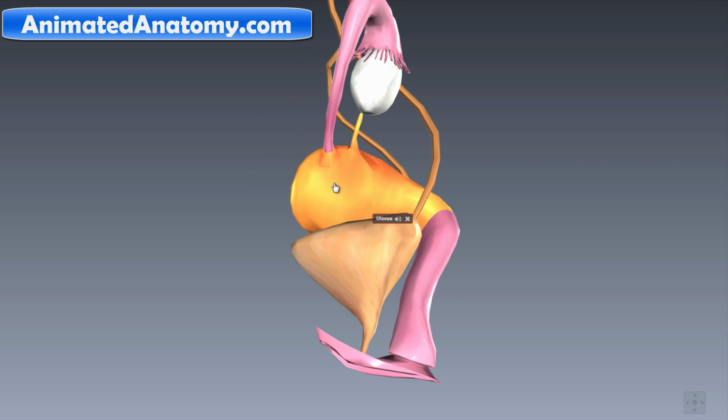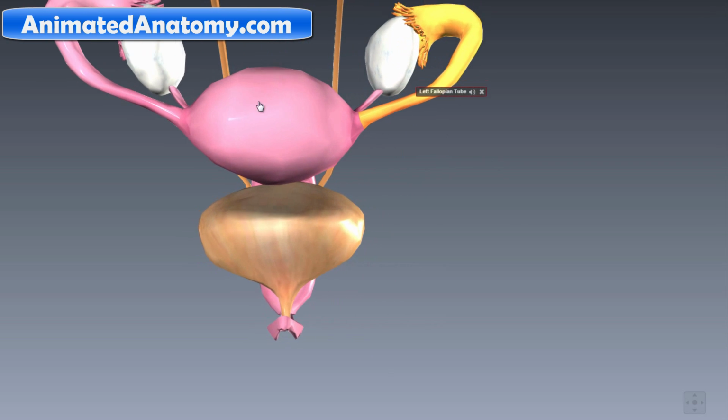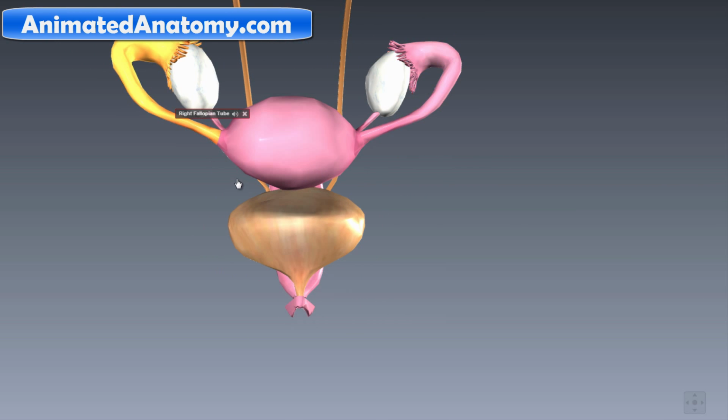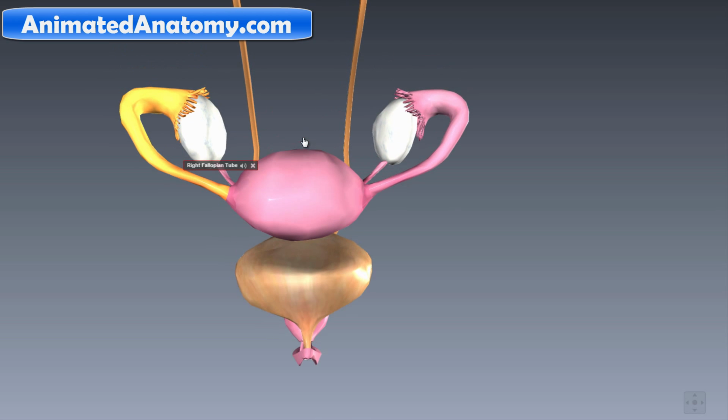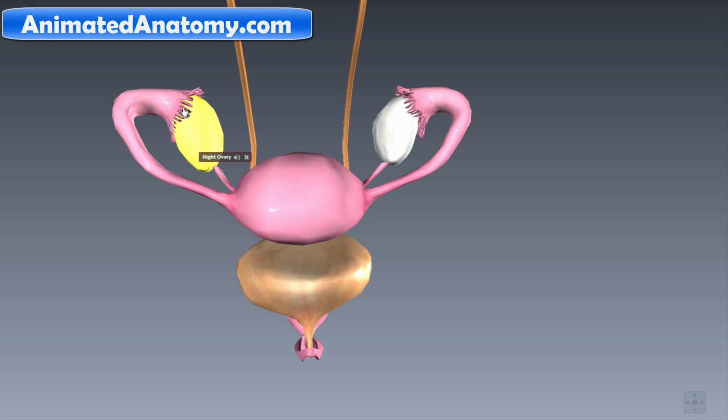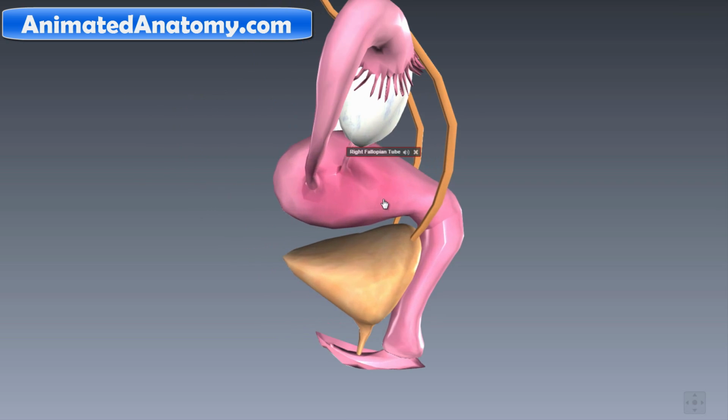This here is the uterus, and those are the fallopian tubes through which egg cells travel. The egg cells are located here in the ovaries, left and right. The egg cells come from the ovaries. They travel through the fallopian tubes. They get fertilized somewhere on their way. Then they nest in the uterus, and if they're fertilized, the baby will grow.